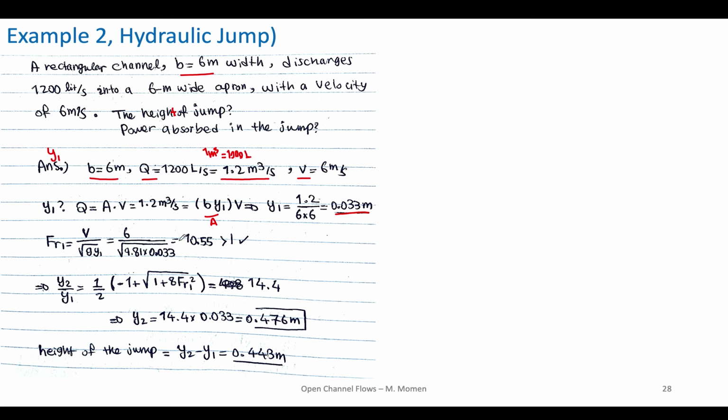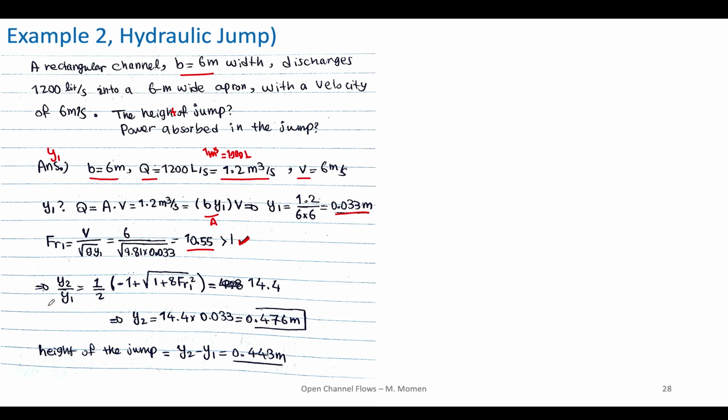So now that I have this, let's calculate the upstream Froude number. The upstream Froude number is going to be V over square root of g Y1. So it's going to be 6 meter per second over square root of 9.81, which is g, times 0.033 meter, Y1. And this is going to give me 10.55, which is the upstream Froude number, and is again greater than 1, which shows that a hydraulic jump is possible here.